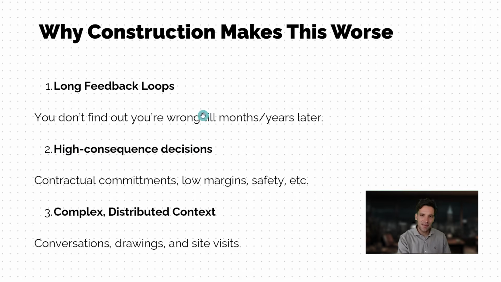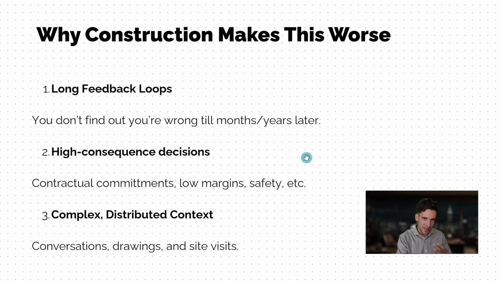So if we really take a step back and think about AI use cases in construction, we're always going to come up against these three obstacles: very long feedback loops, which make it hard to pick up errors.